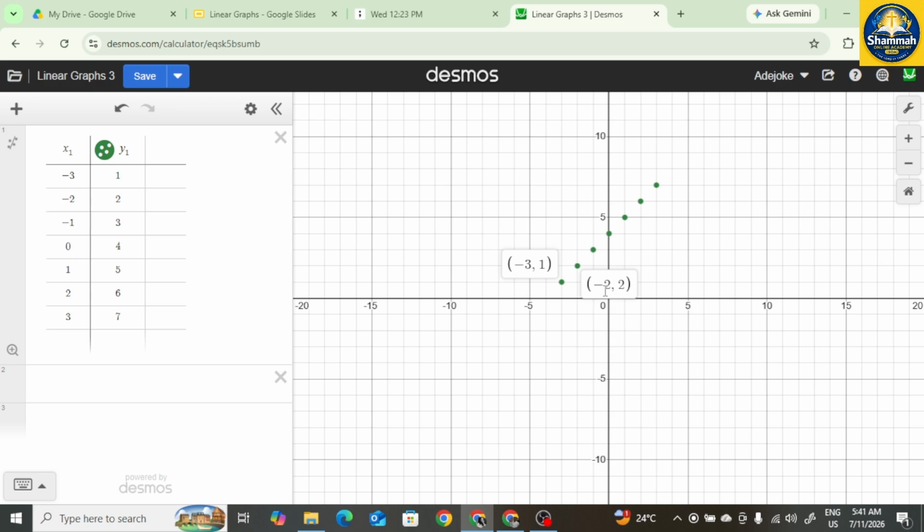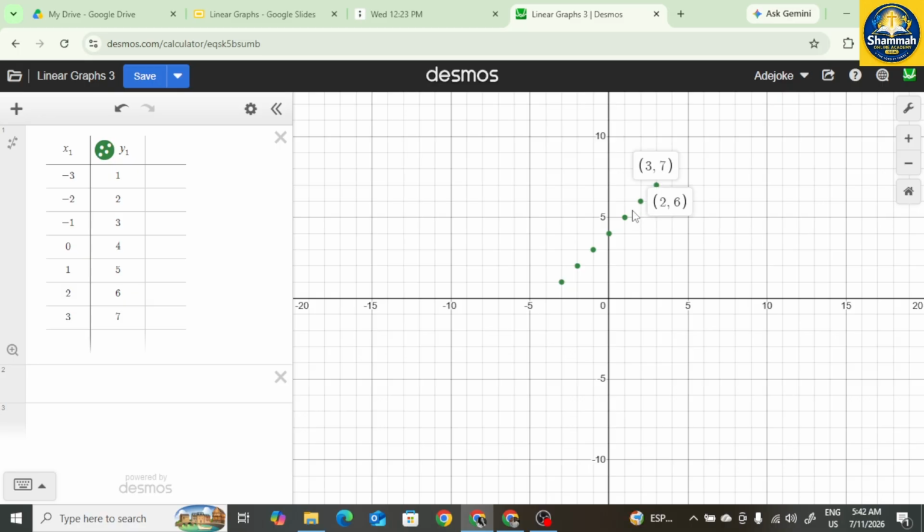Then we have the next one. X is equal to minus 2 and y is equal to 2. Then x is equal to minus 1 and y is equal to 3. Then x is equal to 0 and y is equal to 4. Then x is equal to 1 and y is equal to 5. Then x is equal to 2 and y is equal to 6. And then the last one, x is equal to 3 and y is equal to 7.